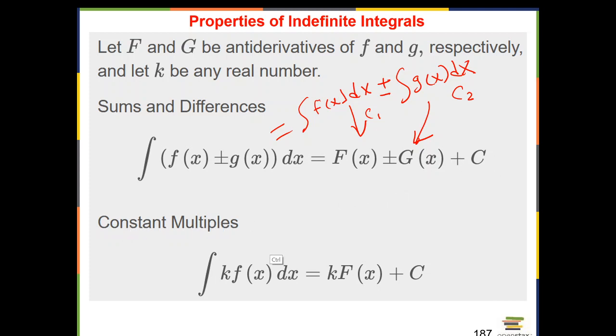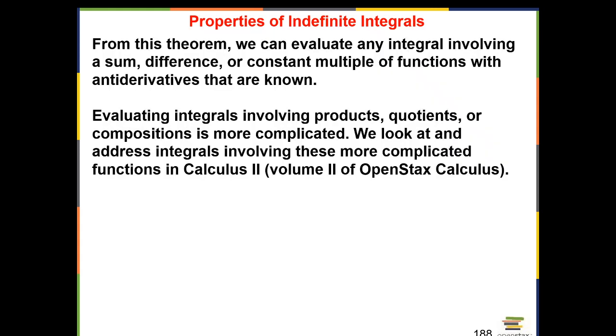Constant multiples. If you have a constant multiplied by a function here, you can put it out, right? So this is the same as k times the integral of f of x dx, right? And the answer to this is capital F of x times k plus c. So from this theorem, we can evaluate any integral involving a sum, difference, or constant multiple of functions with antiderivatives that are known in the table.